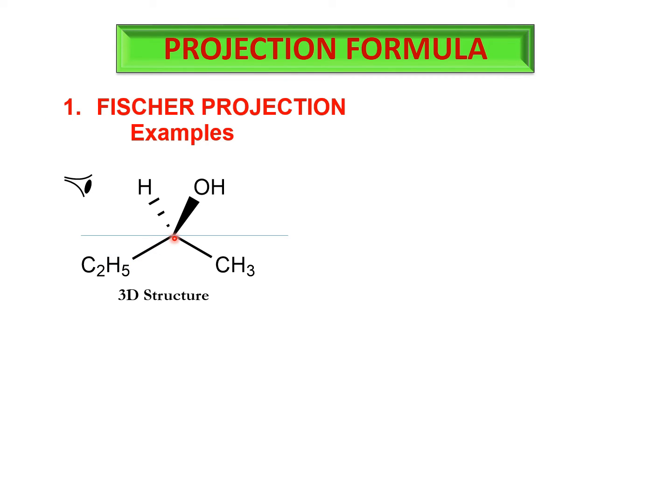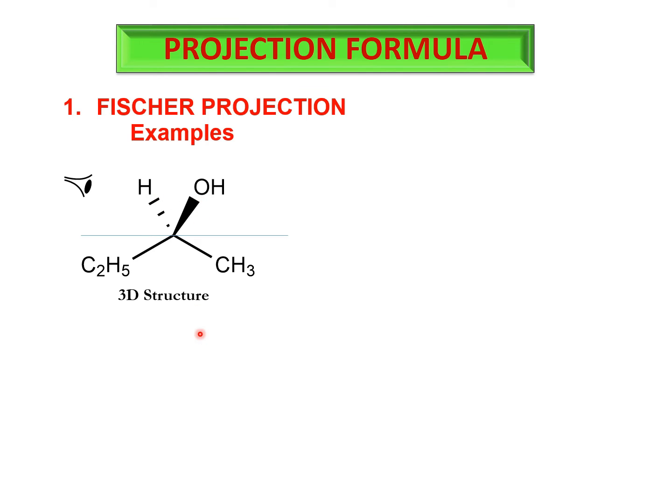These two groups which are drawn with these solid lines are also in the screen, right? So CH3 and C2H5 are in the screen. OH and H are not in the screen. They are out of the screen. OH is in front of the screen. H is behind this screen, right?